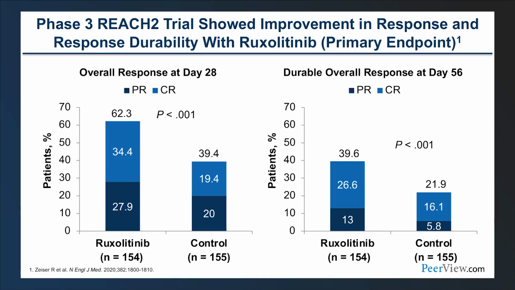Now let's move forward to REACH2. This is a phase 3 study showing that indeed there were incredibly encouraging outcomes with ruxolitinib compared to best available therapy, or the control group. In the ruxolitinib arm, the day 28 response overall was 62.3% compared to 39.4% for the control group. And the durable response at day 56 was 39.6% versus 21.9%. Very encouraging.